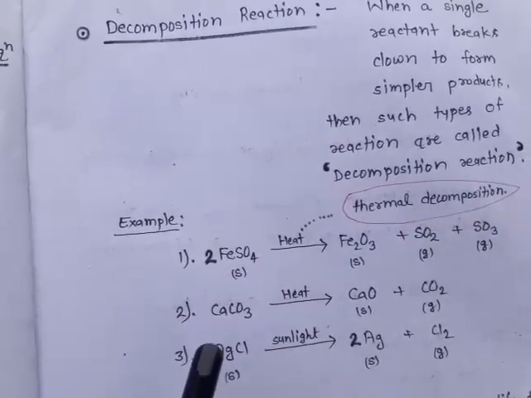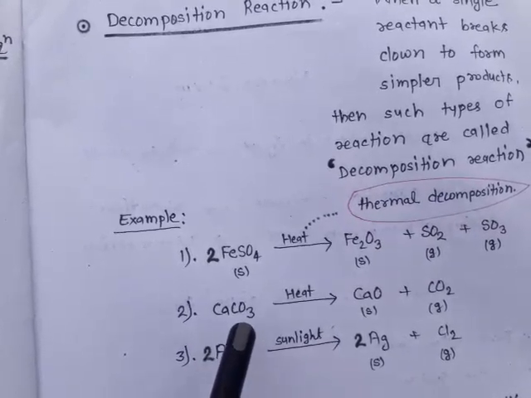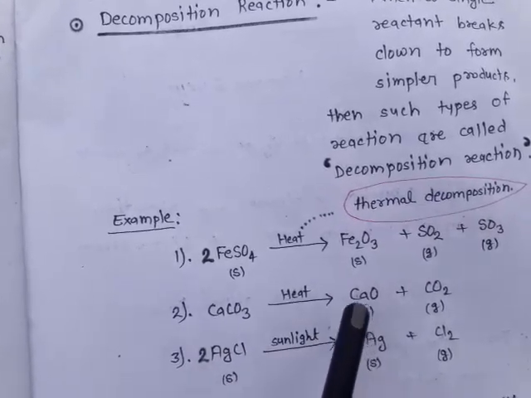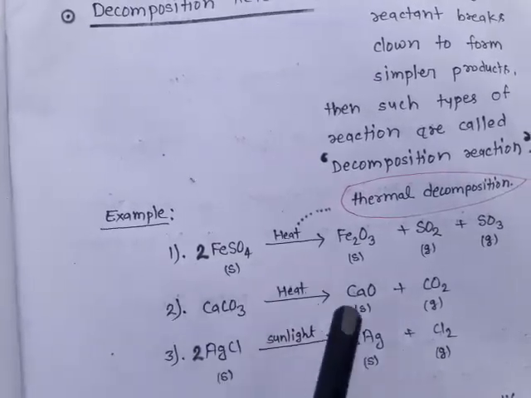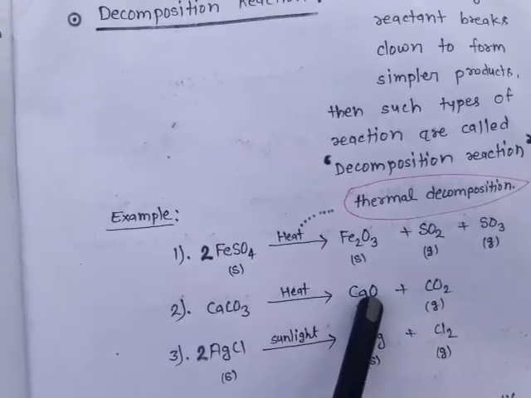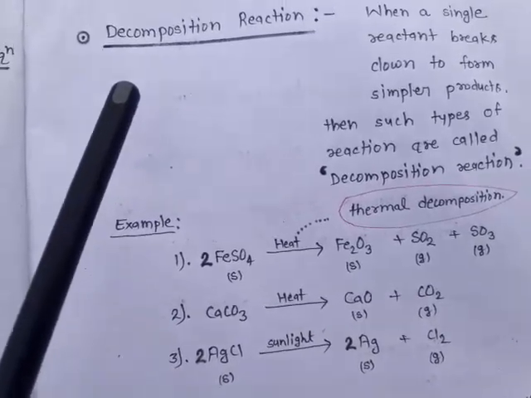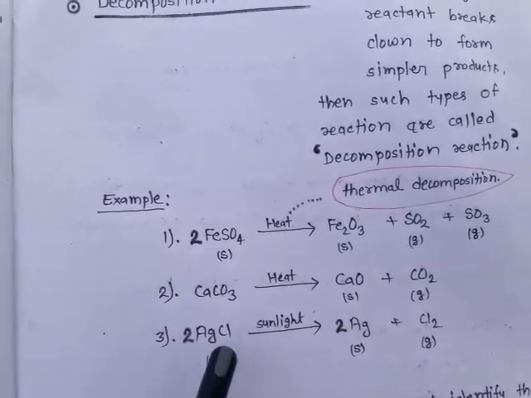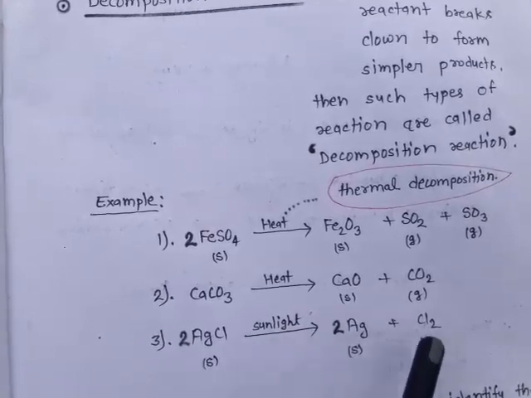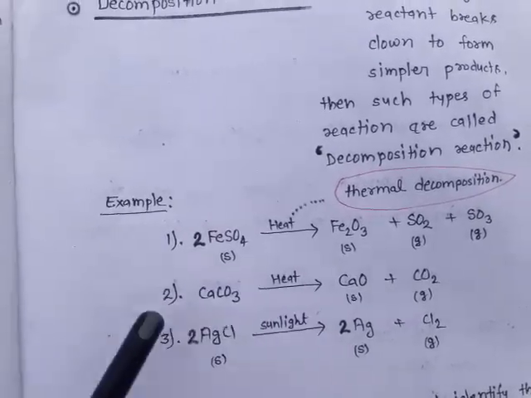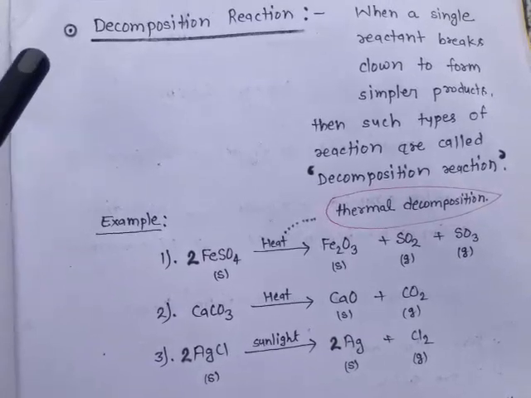Now your second example is calcium carbonate being heated to form calcium oxide and carbon dioxide. Here there is a single reactant and the products are 2. Now this is a decomposition reaction. The third one is silver chloride decomposing in the presence of sunlight to form silver and chlorine. Now this is an example of a decomposition reaction.